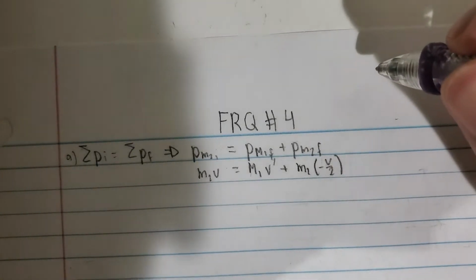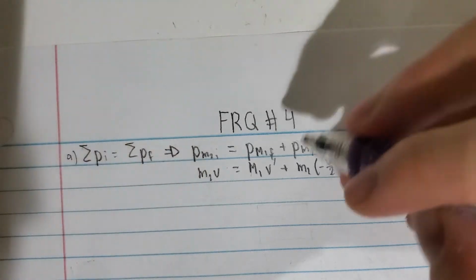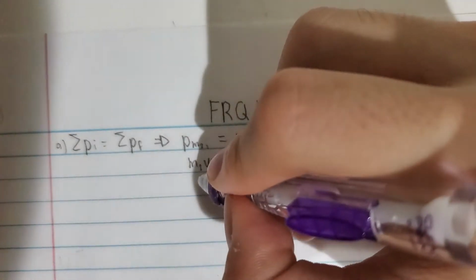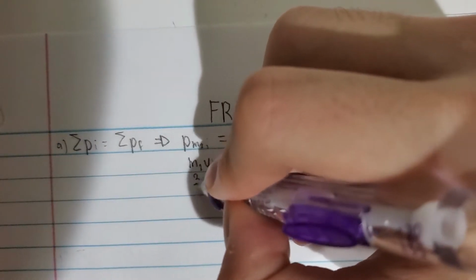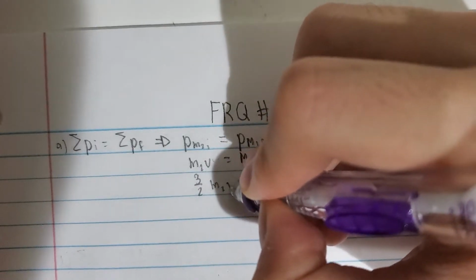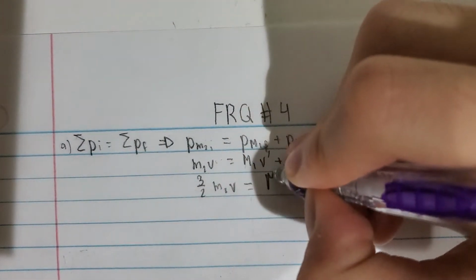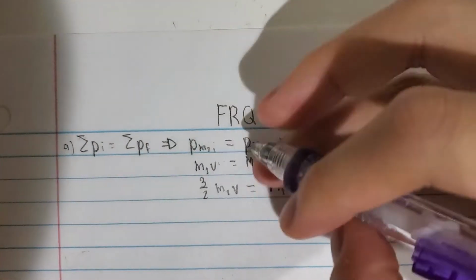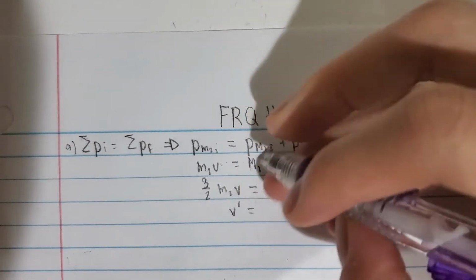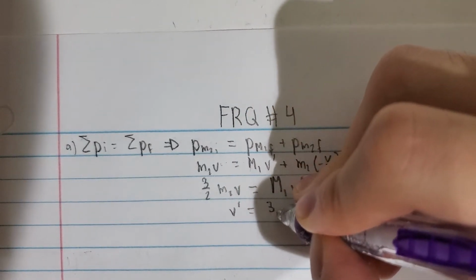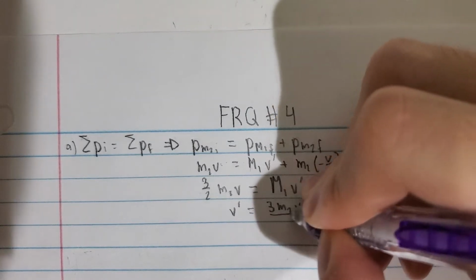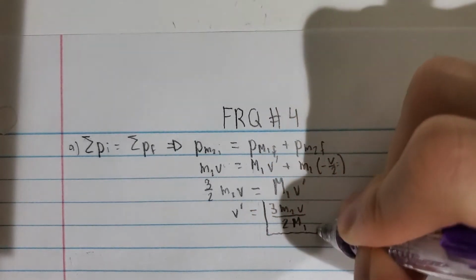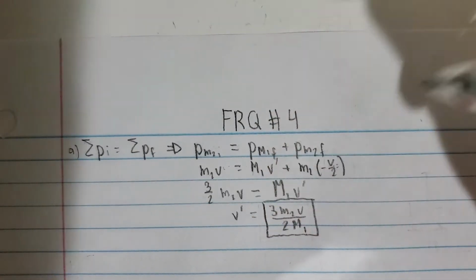And now I want to solve for v prime, right? So what I'm going to do is combine these two terms by adding this to this side. So adding this to this side, I'm going to get 3 over 2 m2 times v, and that's going to equal m1 v prime. I want to solve for v prime, so I'm going to divide m1 to this side. So v prime is going to be equal to 3 times m2 times v over 2 times m1. And that is my velocity of the center of mass of the rod after the collision.